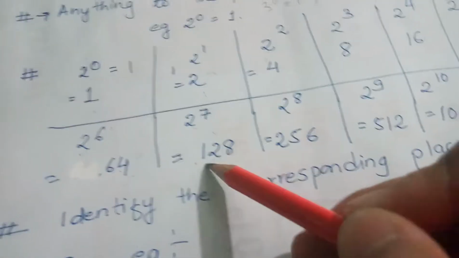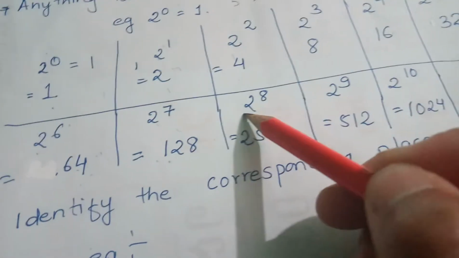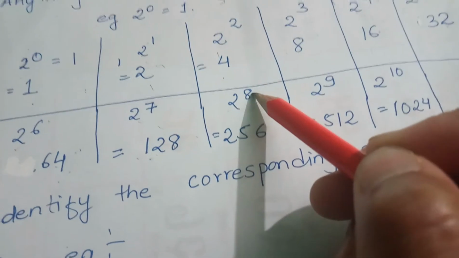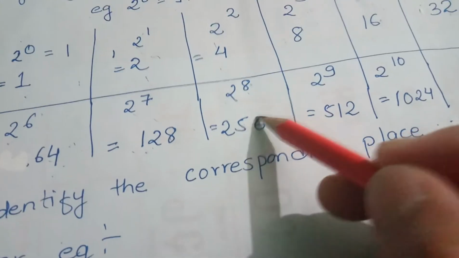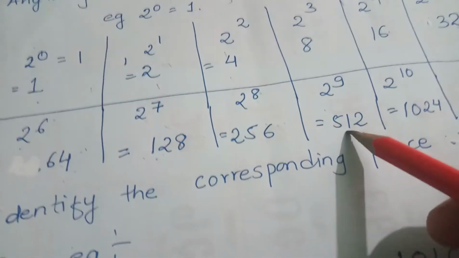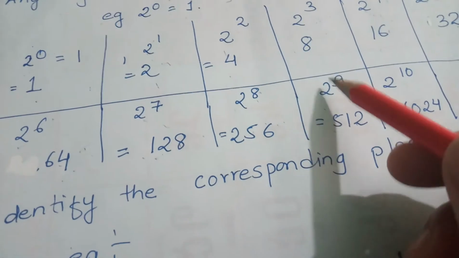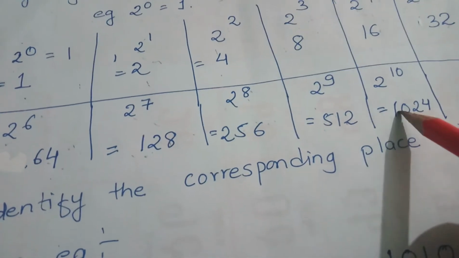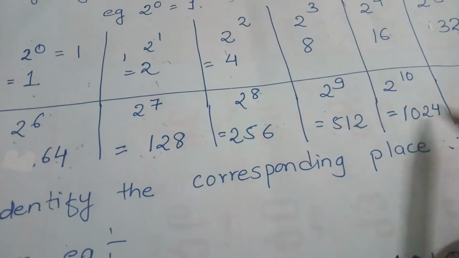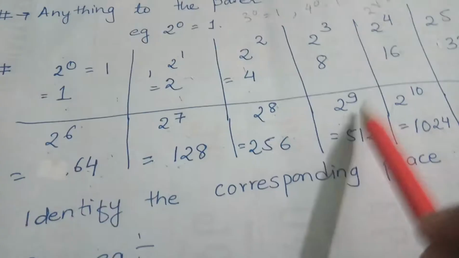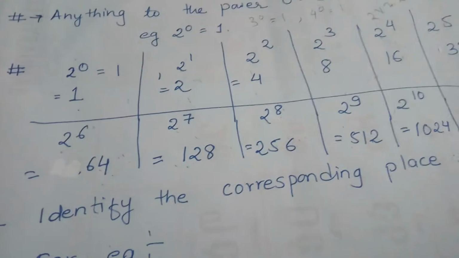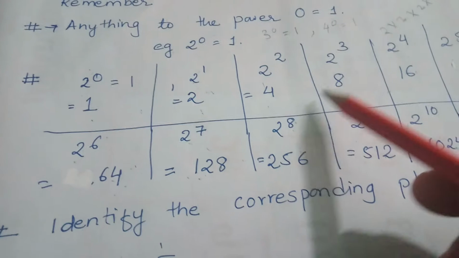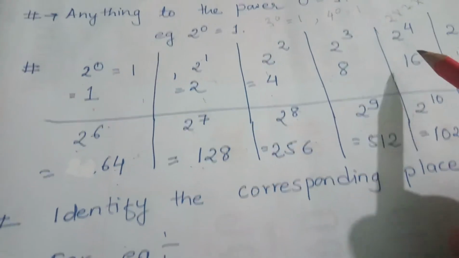Again 128 times 2 is 256, so that's why it becomes 2 to the power of 8. And similarly 256 into 2 is how much? 512, that becomes 2 to the power of 9. And then 512 multiplied by 2 again is 1024, that is 2 to the power of 10. So if you memorize this, it will be quite easy for you to use these values while converting binary number to decimal number.